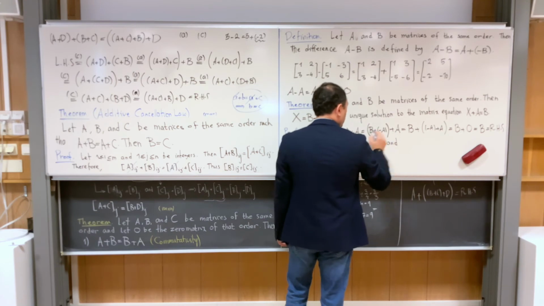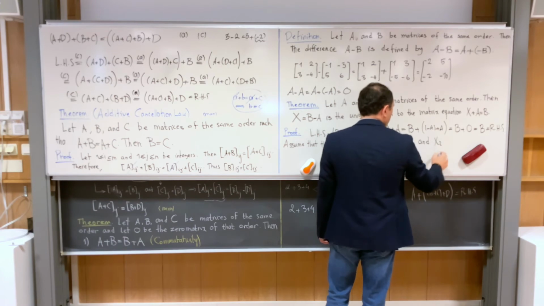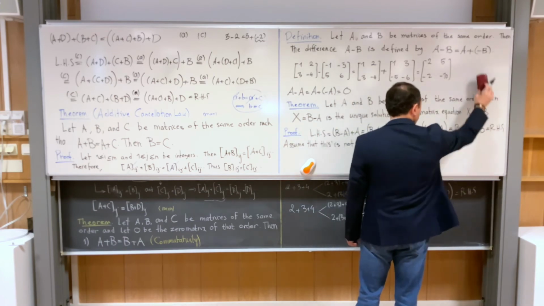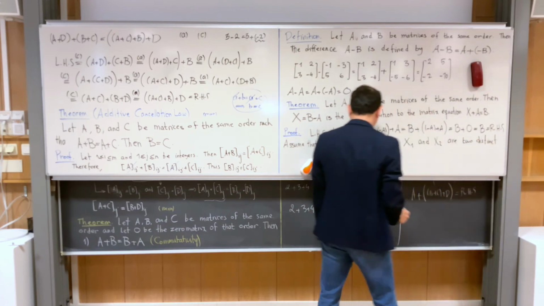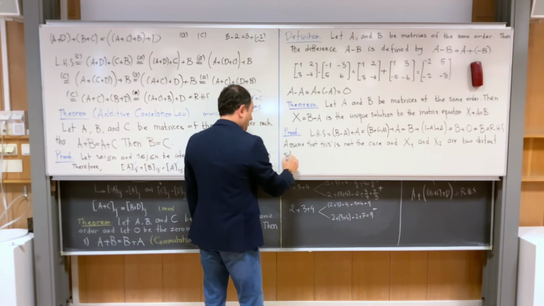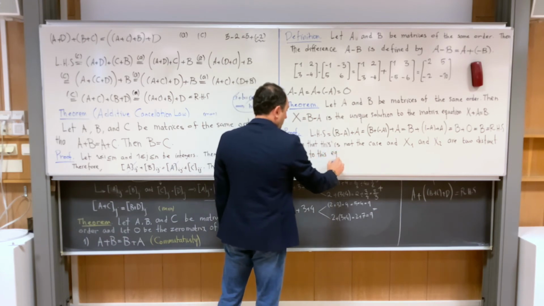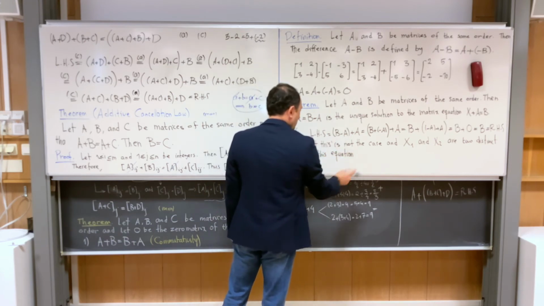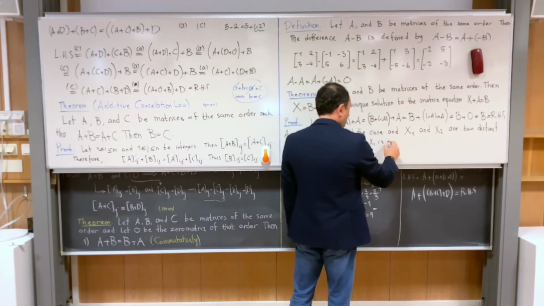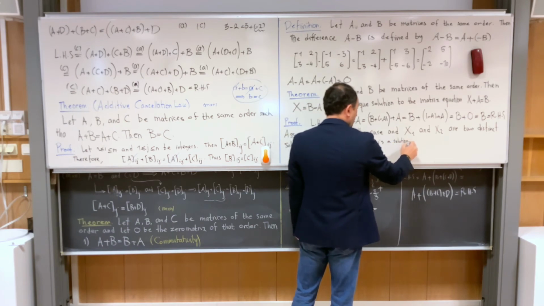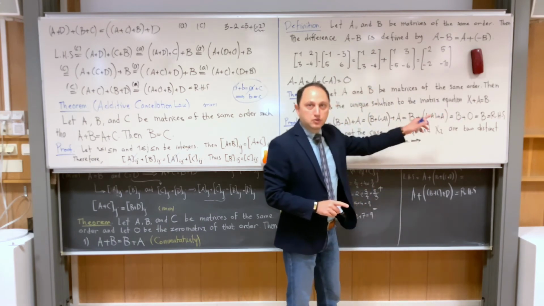And x1 and x2 are two distinct solutions to this equation. Okay, so what does it mean? When you say x1 is a solution, this implies that I can replace x with x1 and the equality is valid.